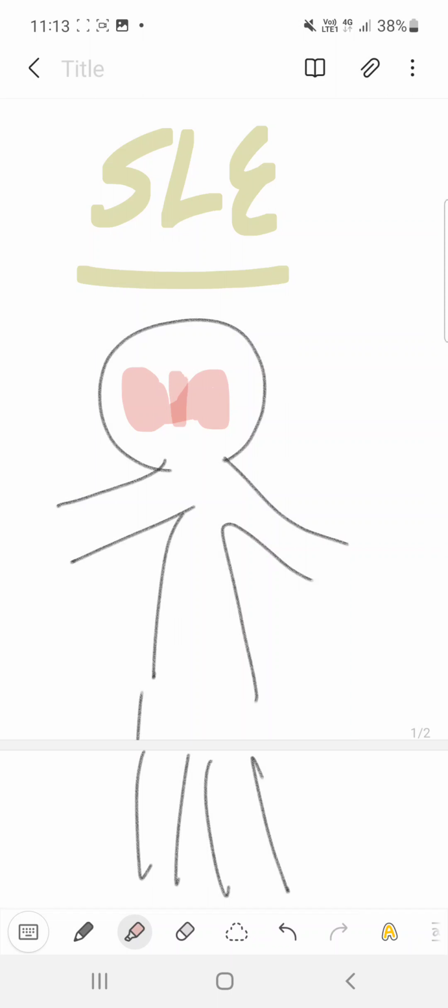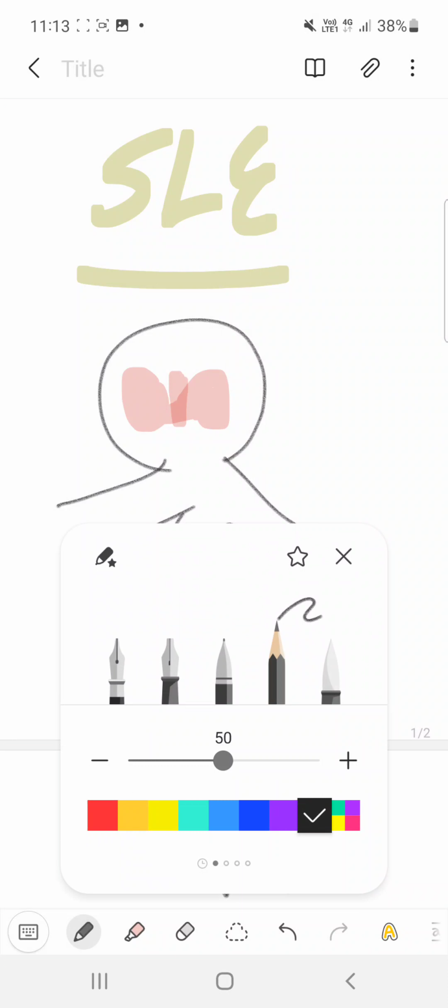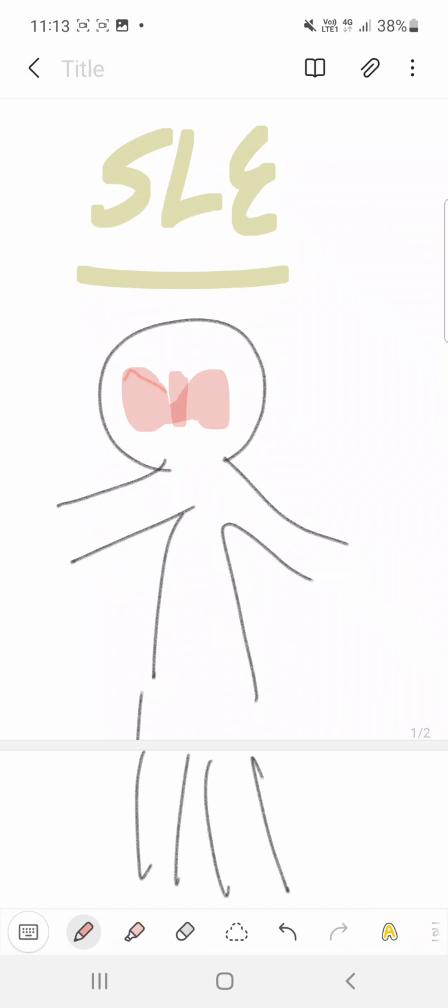In seborrheic dermatitis, the nasolabial fold is involved. So here it is having raised margins. Margins are raised. And it is photosensitive also. Photosensitive.